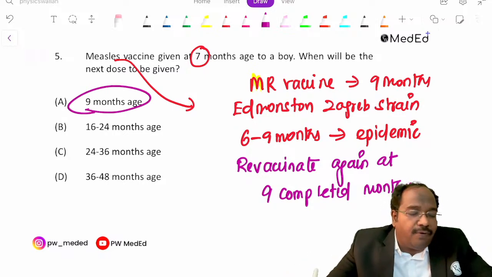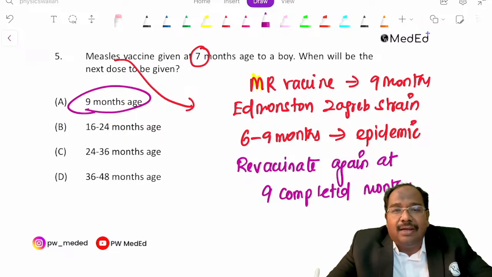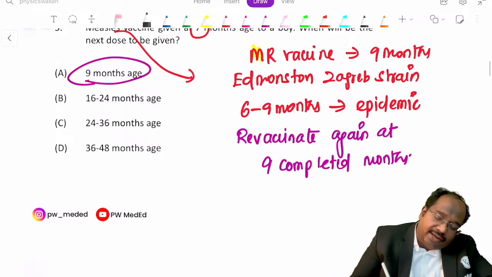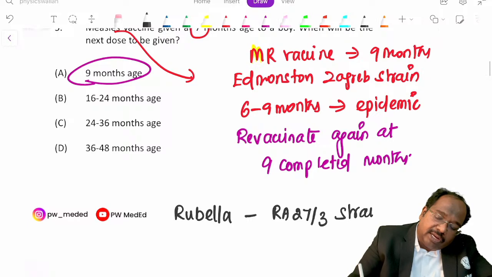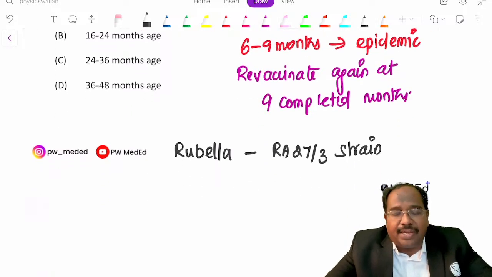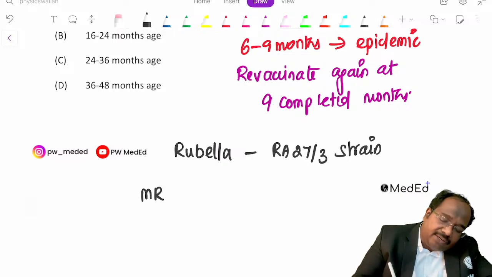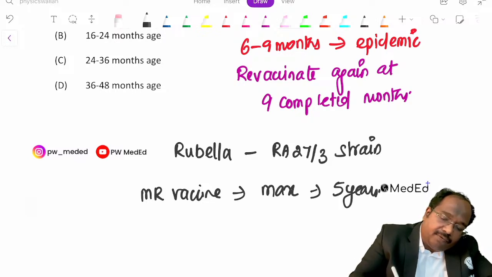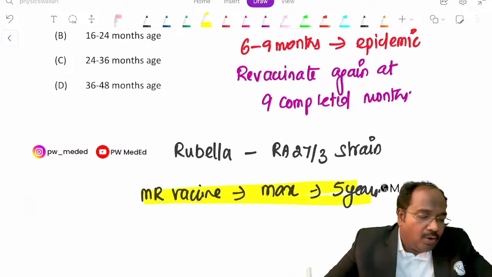What is the name of the strain for rubella vaccine? Rubella vaccine is the RA 27/3 strain. Next question, how long can you give the measles vaccine? MR vaccine, maximum till what age can we give? In our schedule, the vaccine can be given up to 5 years. Okay, fine.